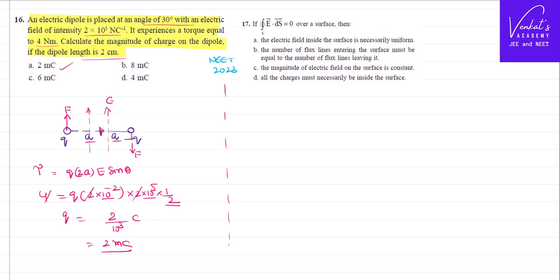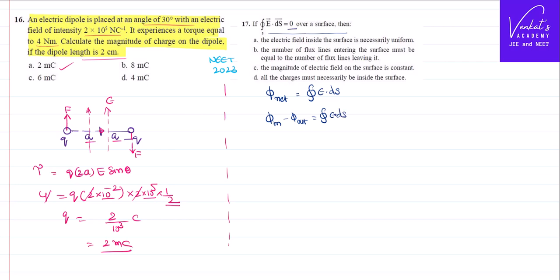Let's look at the second question. It is given that the line integral of E dot ds equals 0 over a surface. What is the meaning of this? The first thing you need to know is that the total electric flux through a closed surface can be found using Gauss law as E dot ds. Net flux means input flux minus output flux.